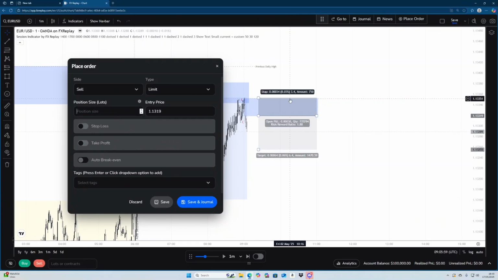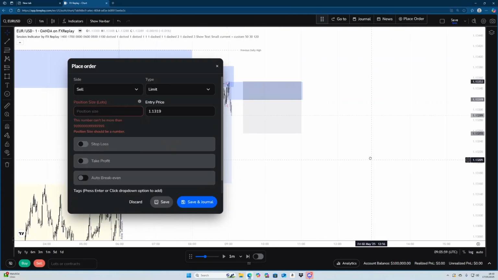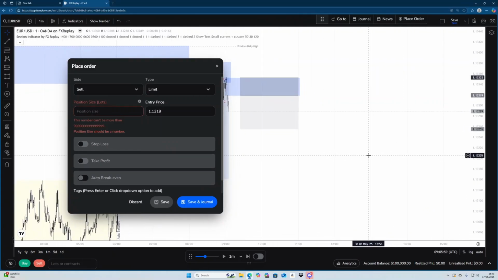So I'm trying to stick to some new rules. I have 0.75% per trade. So add one more free option. One more free option. So I'm trying to stick to 0.75% per trade.